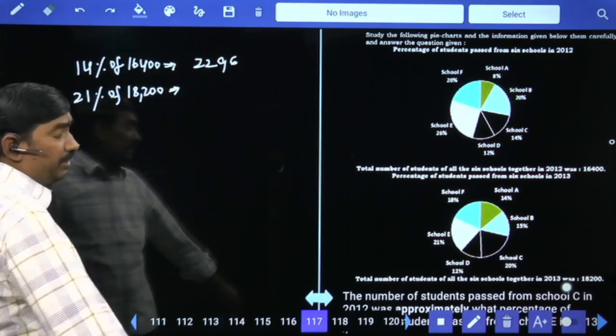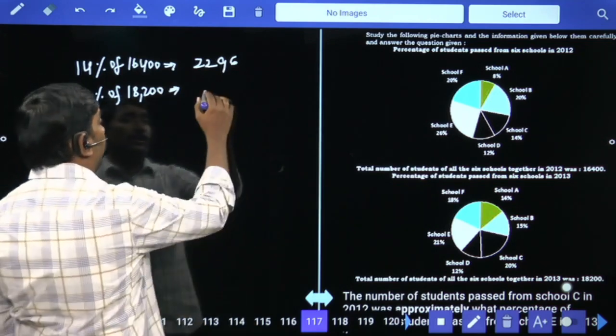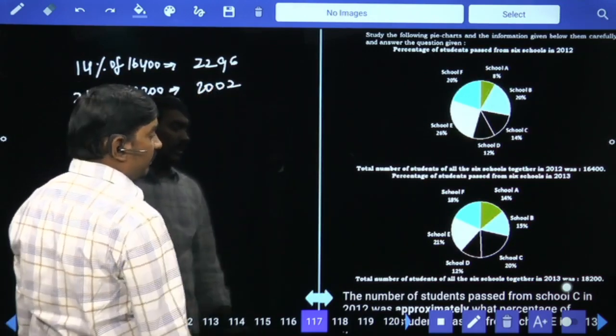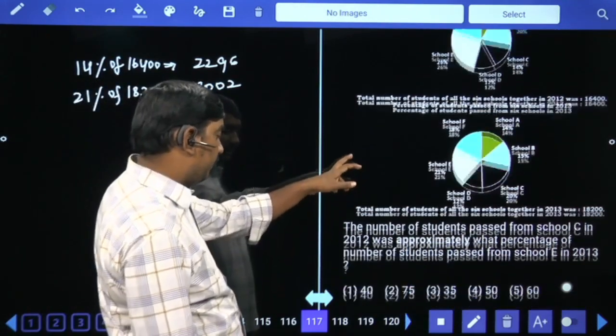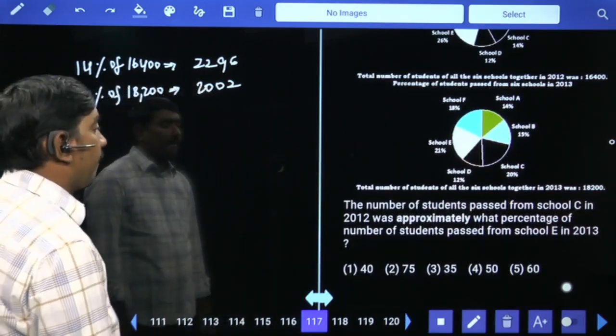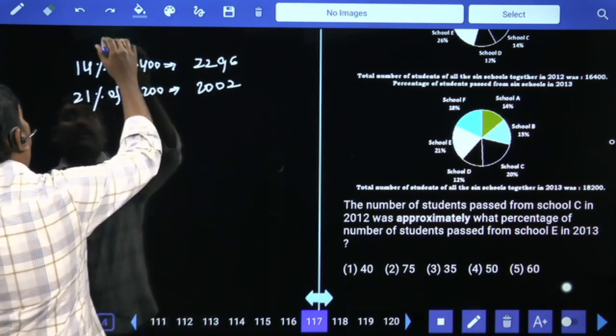1820 plus 182. 1820 plus 100, 1920 plus 82, 2002. What percentage are they asked to calculate? 21%, sorry, 21%.